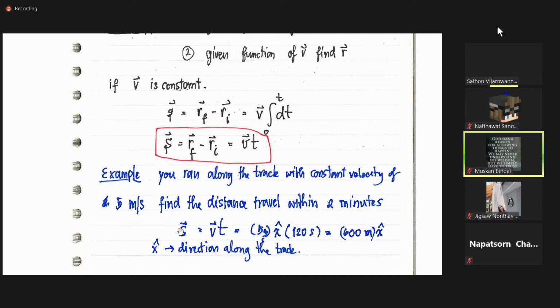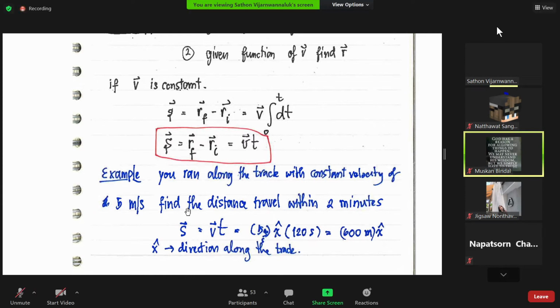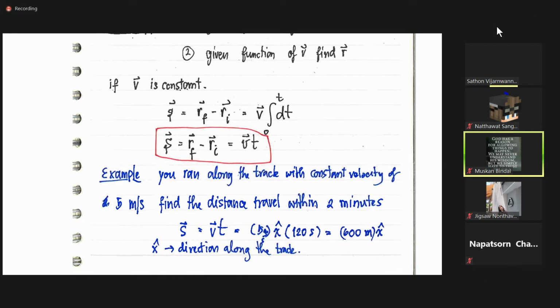Now in this case, because it is a straight line motion with constant speed, that means you're moving in one direction only. So in this case, the magnitude of displacement and the distance are the same.